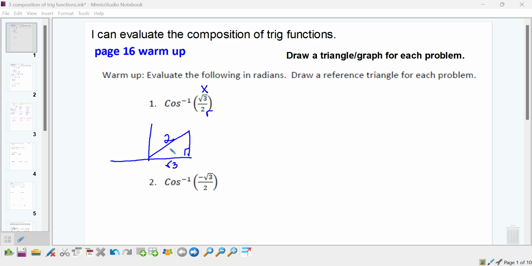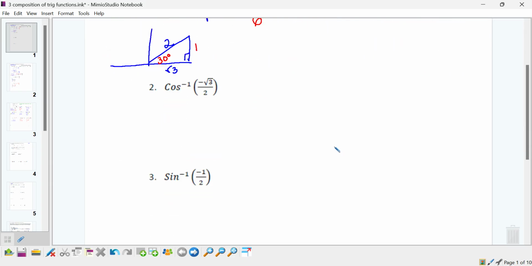And so what angle would give you this x and r? Well, that would be a 1. So this would be 30 degrees, but we need our answer in radians. So that is pi over 6.